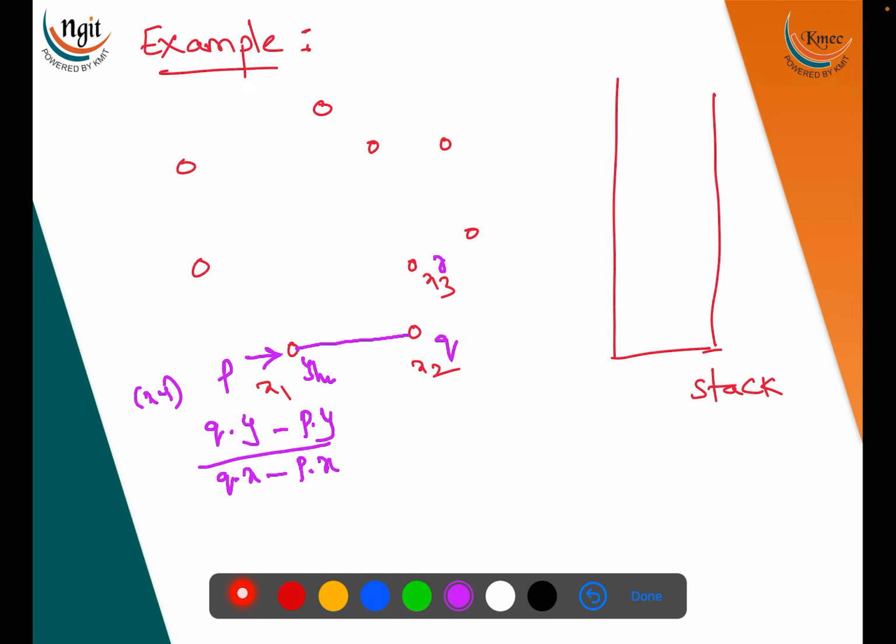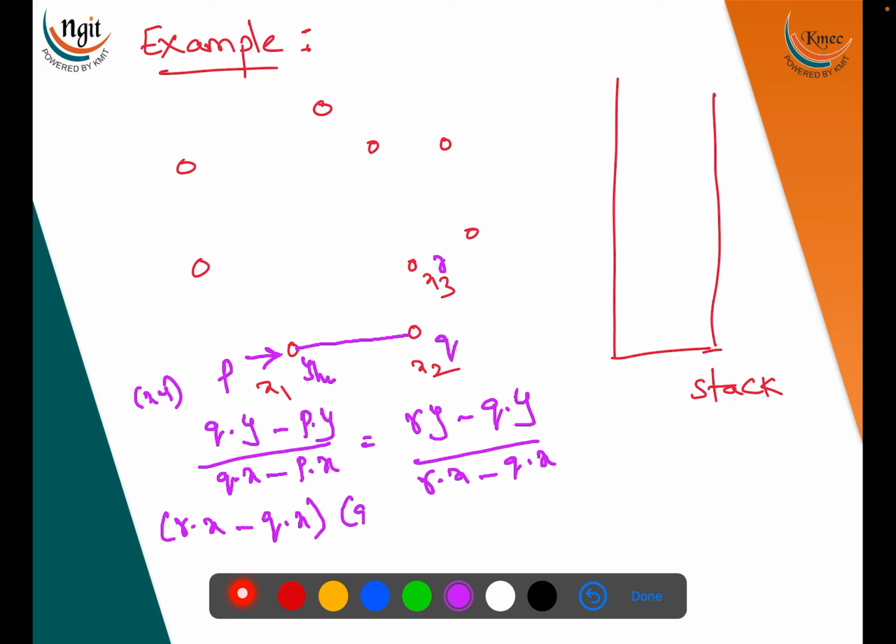Similarly, for Q and R also we'll calculate the slope: R.y minus Q.y by R.x minus Q.x. All we need to do is compare these two slopes. We'll get a cross multiplication: (R.x minus Q.x) times (Q.y minus P.y) is equal to (Q.x minus P.x) times (R.y minus Q.y).